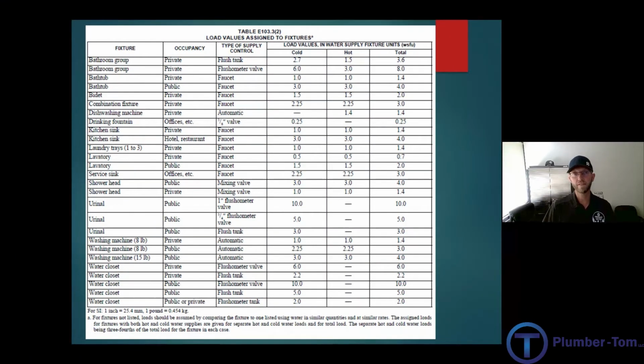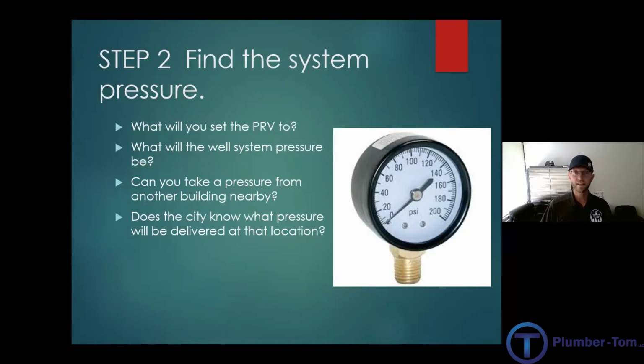We use water supply fixture units to create a value that helps us to determine what pipe size we should use. The second step is to find the system pressure. We're going to use this on a table later to help us size the pipe. Now, we've looked at a lot of factors that impact the system pressure, but in general, if you know what your system pressure is coming into the building, that's a great starting place. Or you might look at what will you set the pressure reducing valve to. Many city water systems have very high pressure, and you're going to reduce that with a pressure reducing valve.